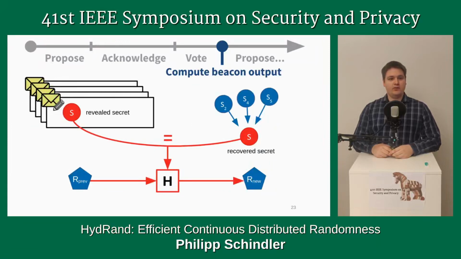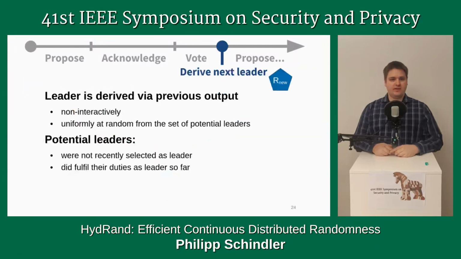To finally derive the new random beacon output for this round, all we have to do is combine the revealed or recovered secret from this round with the previous output of the protocol, using a cryptographic hash function. The last step required to finish the round is to select a leader for the next round. This process does not require any interaction.